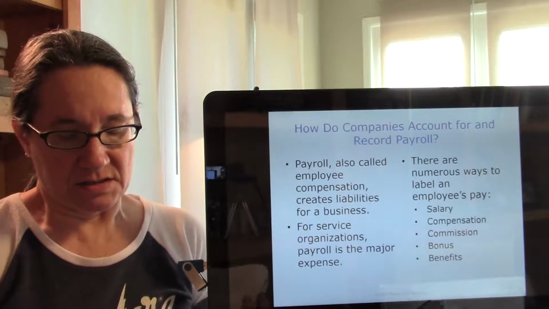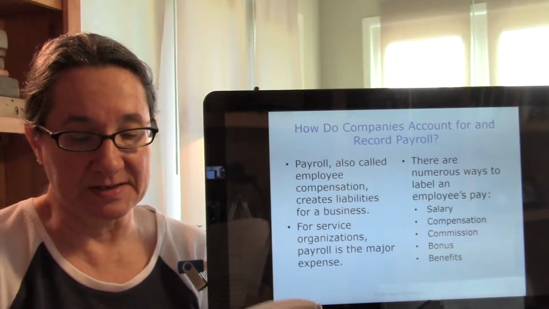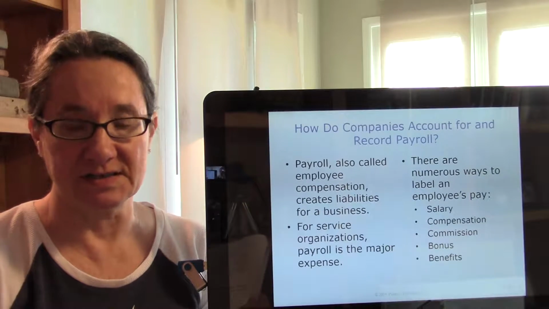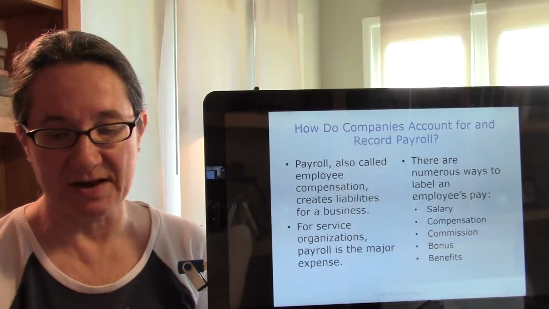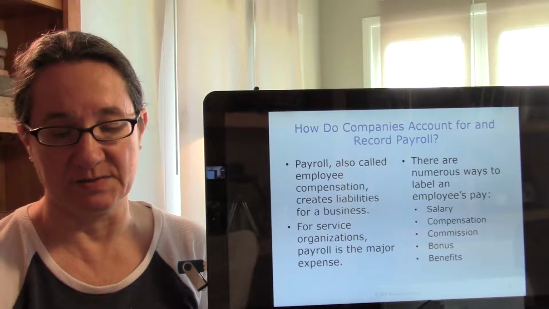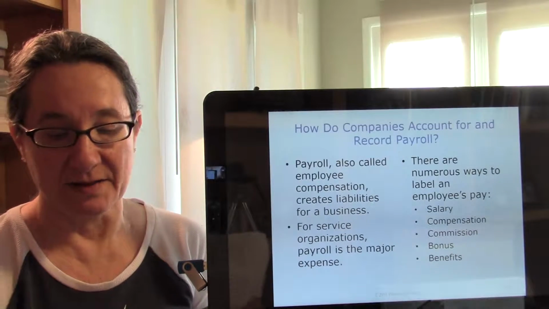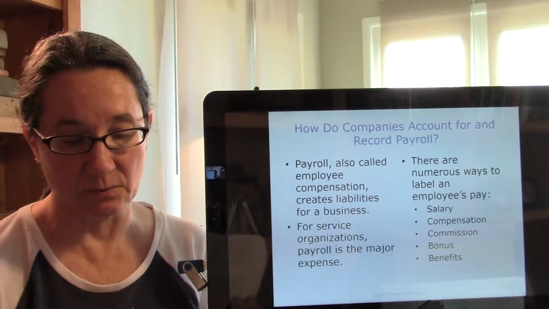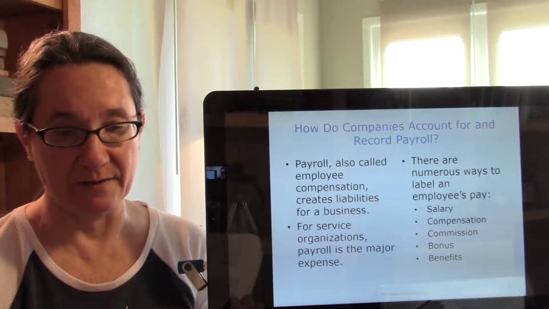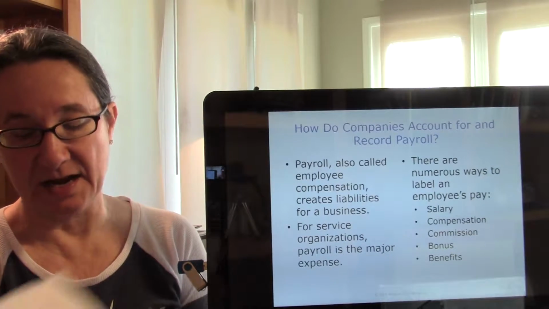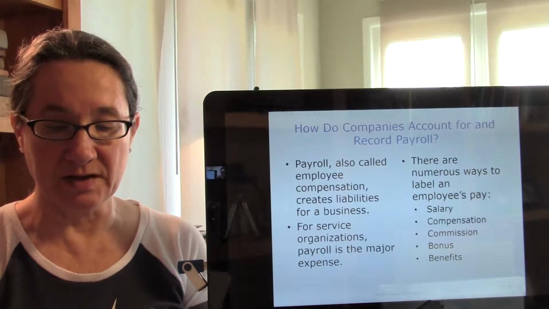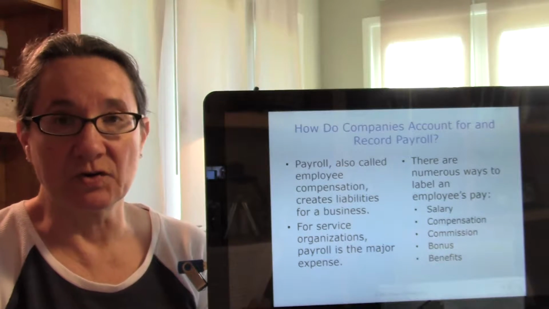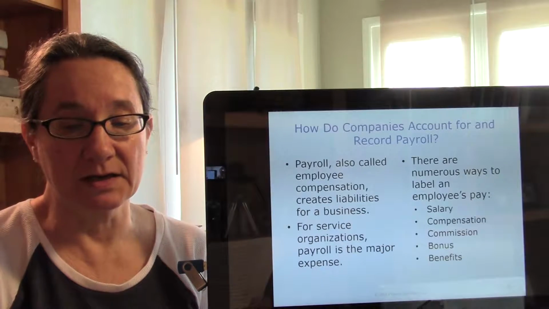All right. So payroll, also called employees' compensation, also creates liabilities for a business. For service organizations such as CPA firms and travel agencies, payroll is the major expense. Labor cost is so important that most businesses develop a special payroll system. There are numerous ways to label an employee's pay. Salary is pay stated at an annual, monthly, or weekly rate, such as $62,400 per year, $5,200 per month, $1,200 per week. So that's salary.